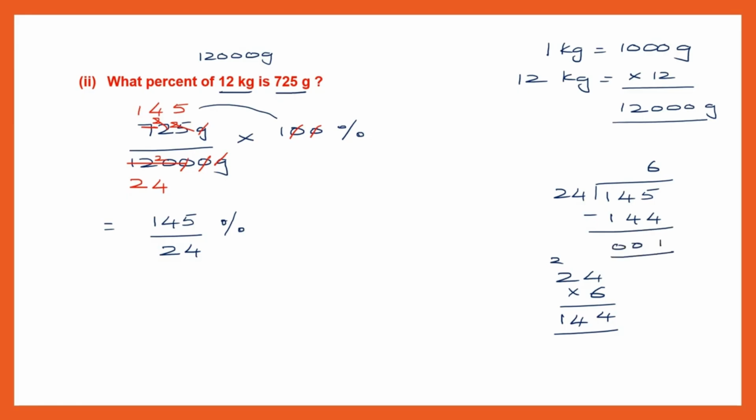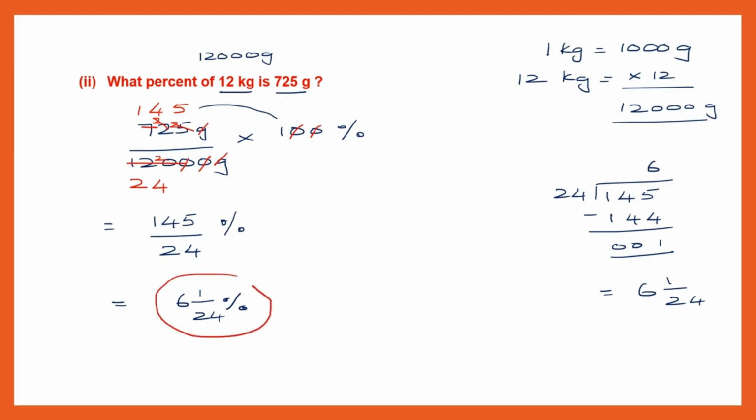So here our mixed number will be 6, 1 by 24. So what is our answer here? 6, 1 by 24%. So this is our answer. 6 1 by 24% is our final answer. So with this, children, we have come to the end of this exercise. Thank you, children.